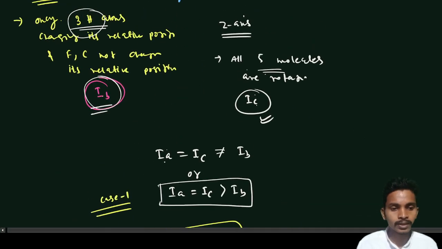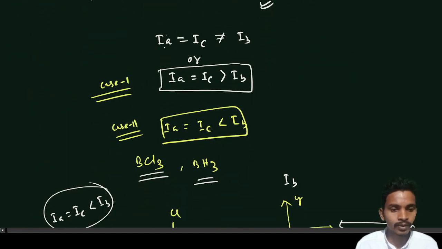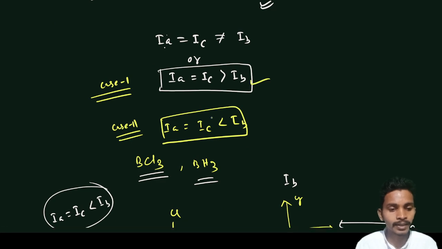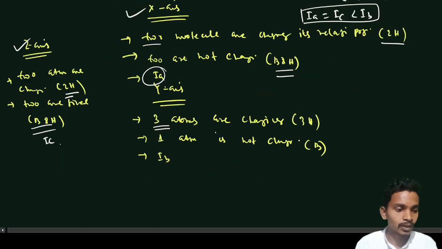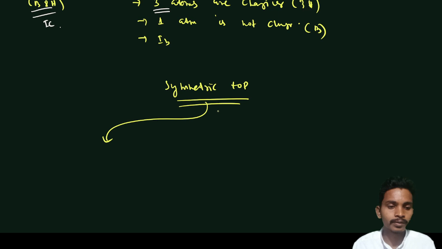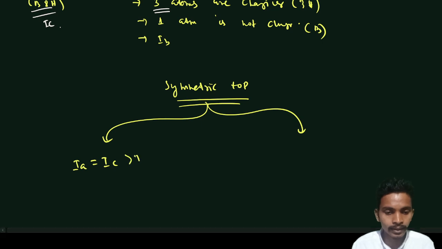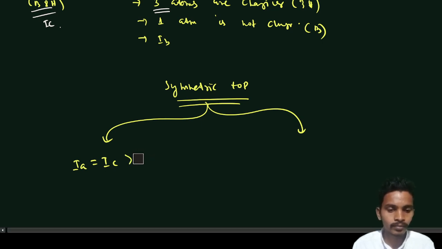Okay, so under symmetric tops we found two types. One is where IA equals IC and that is greater than IB. Another is IA equals IC and that is less than IB. So we can say that symmetric tops are divided into two types. One case, IA equals IC and that is greater than IB, another is IA equals IC and that is less than IB.